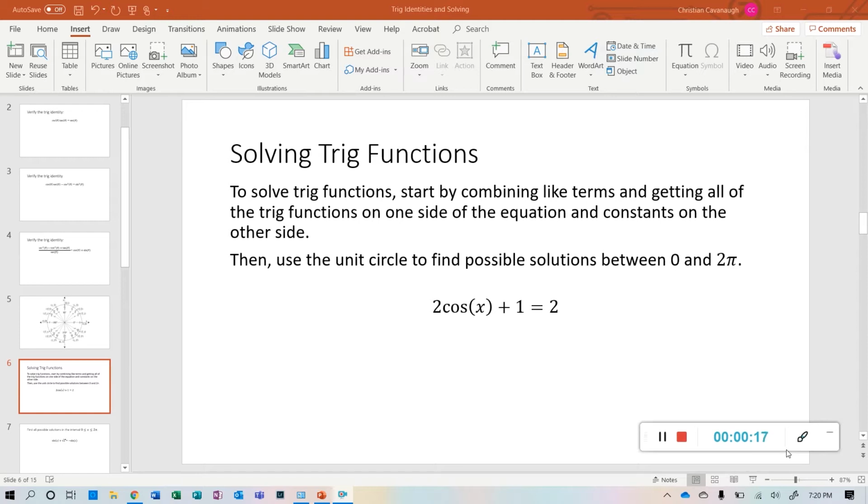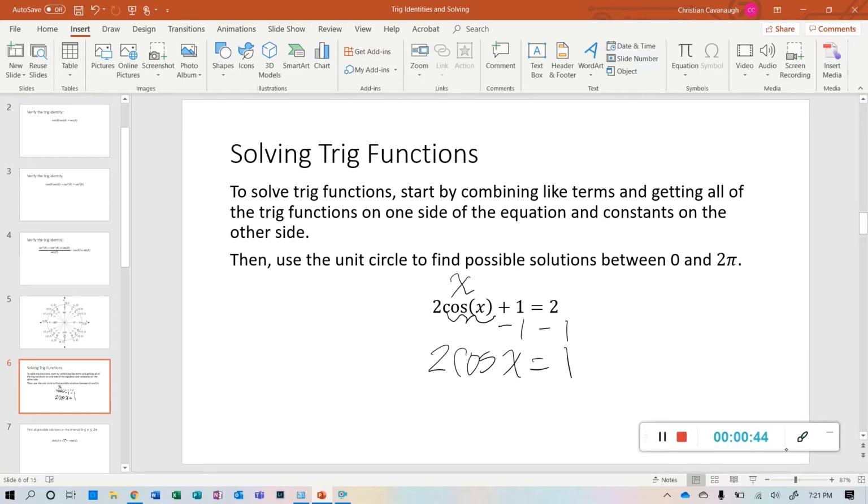Basically, you're just gonna try to solve this as if this little cosine x thing right here, just pretend like it's an x for right now. So if you had like 2x plus 1, then the first step you would want to do is go ahead and subtract 1 to the other side. And so then you would have 2x, which is actually cosine x, equals 2 minus 1 is 1.